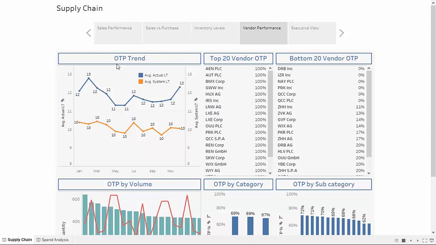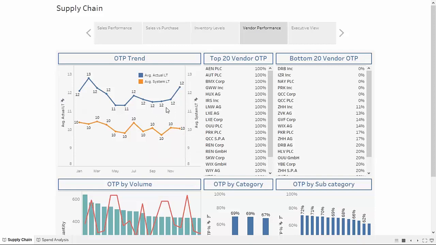OTP is on-time performance of the vendors, right? So this particular trend allows me to see what has been the committed lead time to me by the vendor and what has been the actual lead time. When I go and talk to a vendor and tell them that I have a few requirements, I would like to purchase a few products from you, what will be the lead time that you think you will be able to deliver the product by? The vendor may come up with some number, and then you say, okay, that is the commitment. So in our case, we have shown it as system lead time, the commitment given by the vendor, and the actual lead time is the actual time it took from the order placed till the time it was delivered at the doorstep.